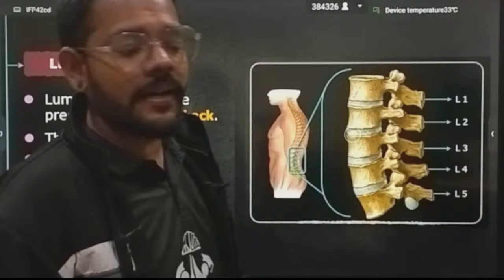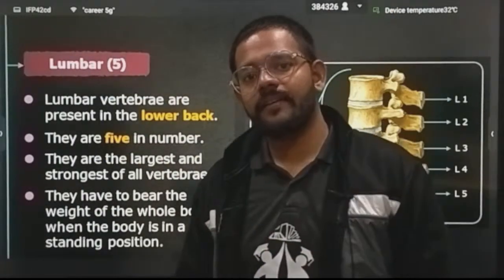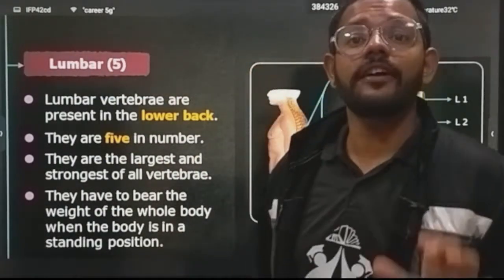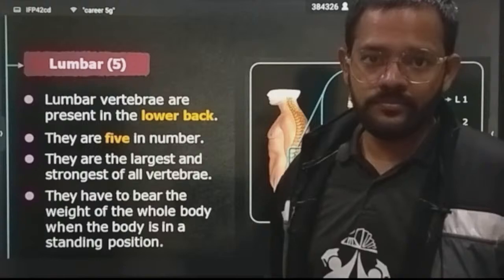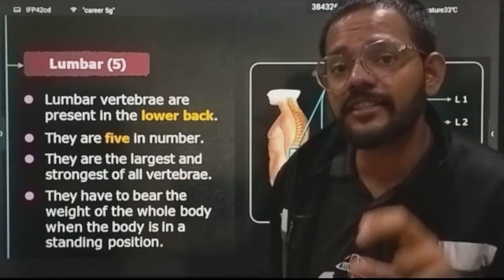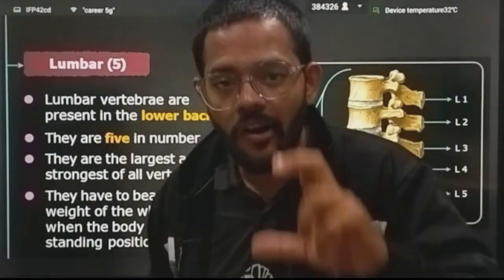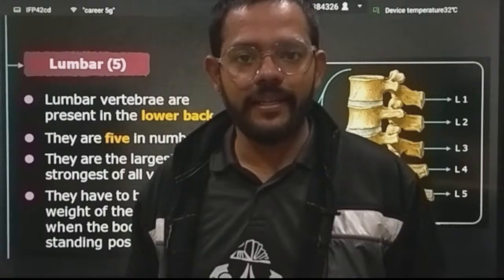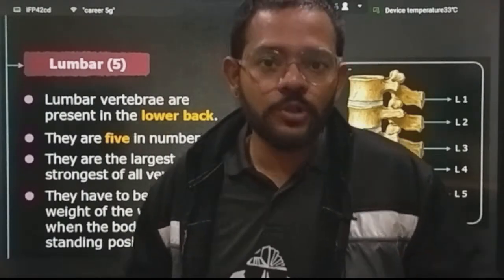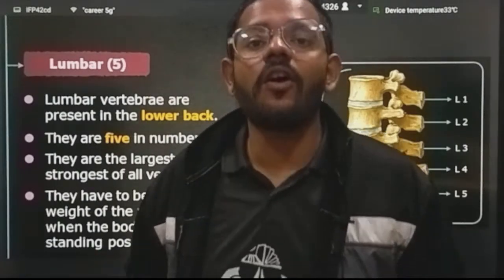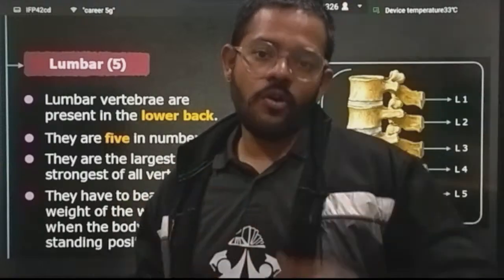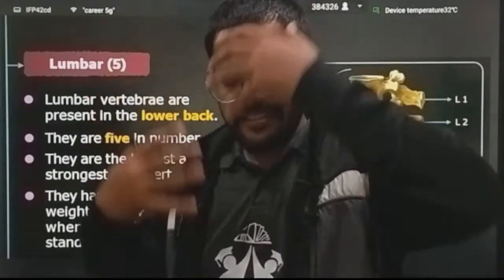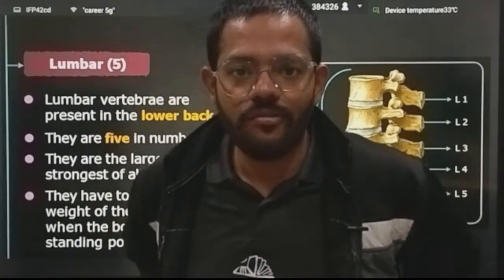Next is your lumbar vertebrae, 5 in number, and it is the heaviest vertebrae of your vertebral column. The strongest and heaviest vertebrae of the vertebral column are the lumbar vertebrae, and they take up all the weight of your whole skeleton. The axial skeleton stands upright only through them.